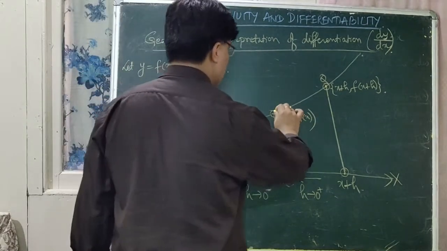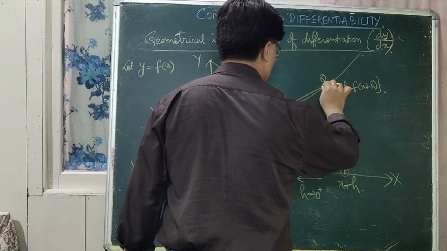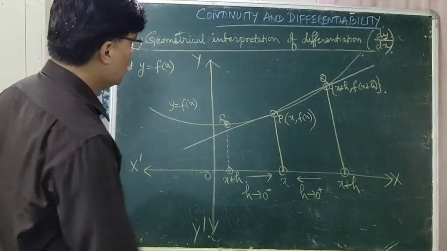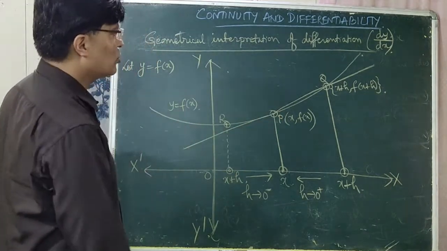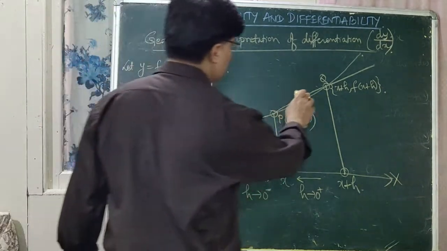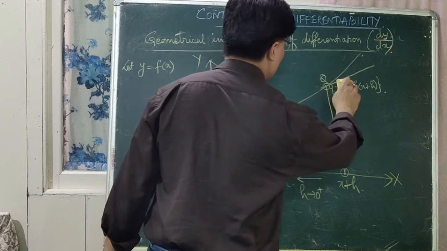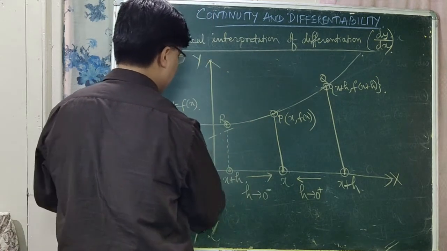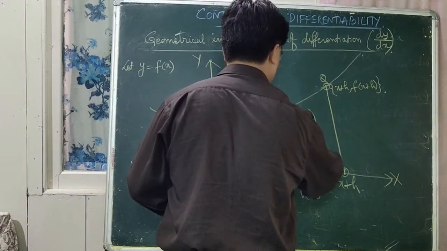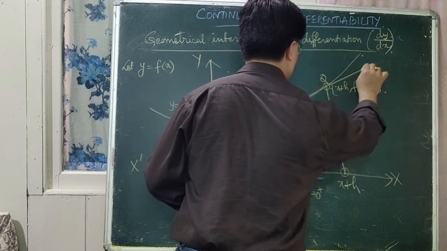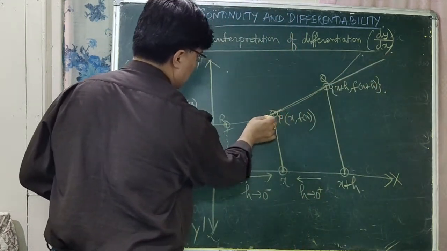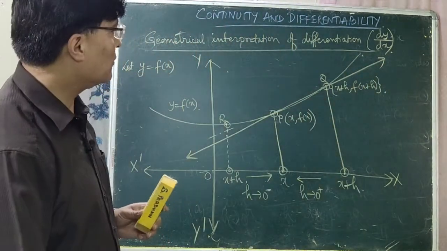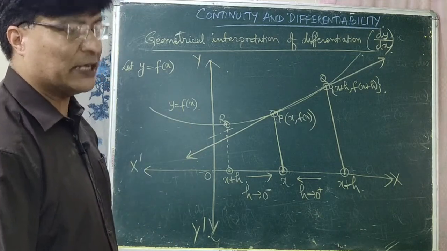So let us join these two points. So this is a straight line, right? Or you may join P and R also. So let us join these two points P and Q, we will get a straight line, right? Is that clear to all of you? So let us find out the slope of the line PQ.